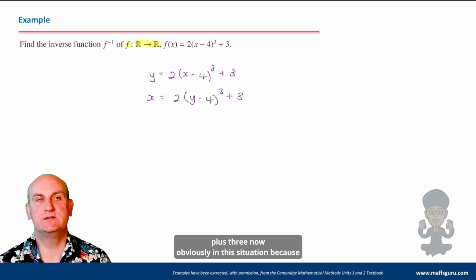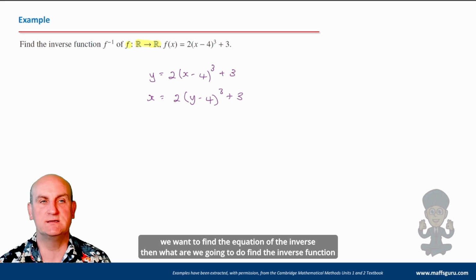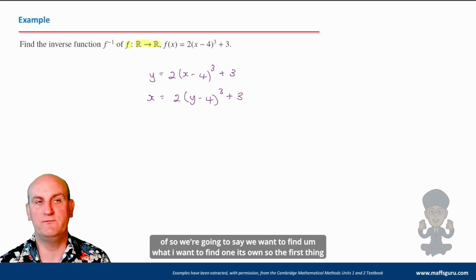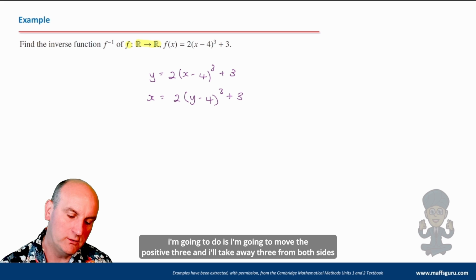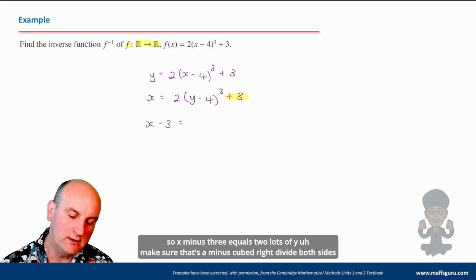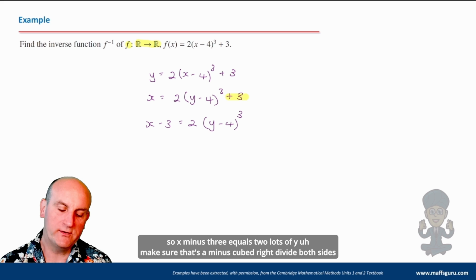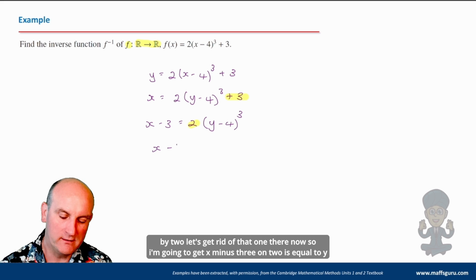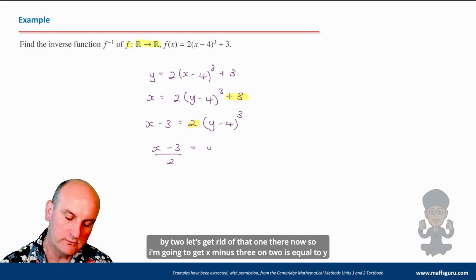Now, obviously, because we want to find the equation of the inverse, what do I want to find? y on its own. So the first thing I'm going to do is move the positive 3. I'm going to take away 3 from both sides. So x minus 3 equals 2 lots of (y minus 4) cubed. Make sure that's a minus. Right, divide both sides by 2. So I'm going to get (x minus 3) on 2 is equal to (y minus 4) cubed.